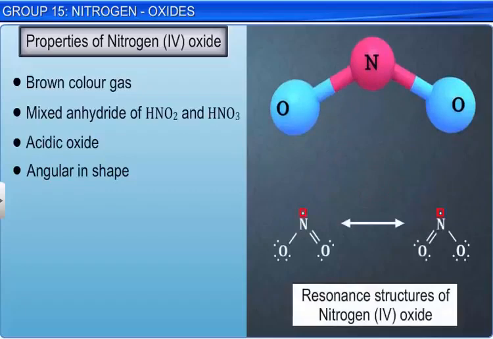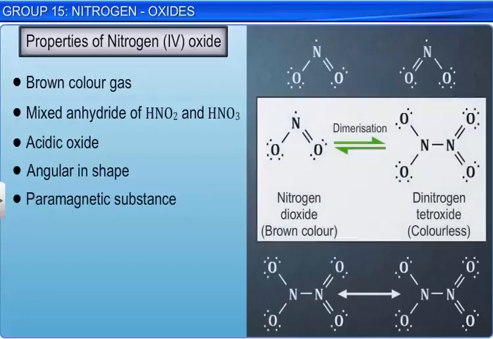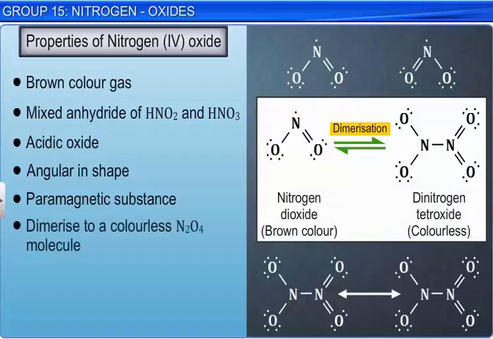Note the unpaired electron in the resonance structures of nitrogen dioxide, due to which it behaves as a paramagnetic substance. It is because of this reason that it attains a tendency to dimerize to a colorless dinitrogen tetroxide molecule that has an even number of electrons.